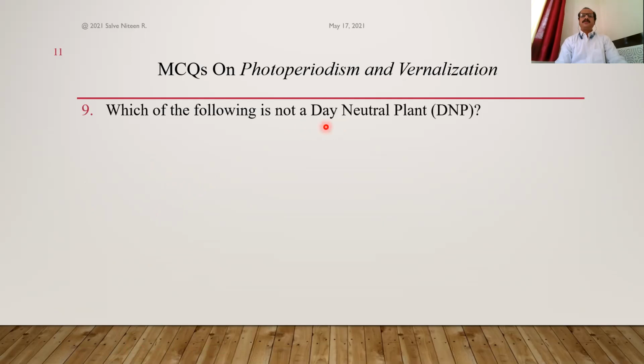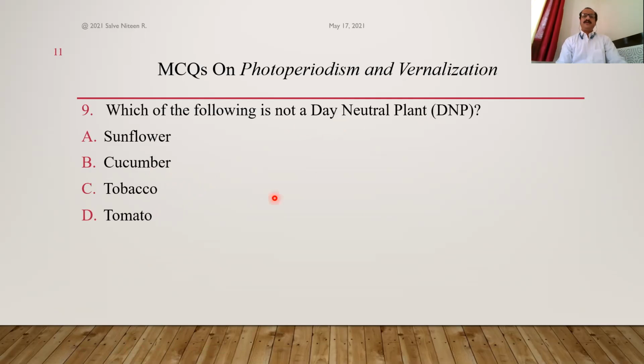Which of the following is not a day neutral plant? See the options. After seeing the options, you will be sure that tobacco is not a day neutral plant. It is a short day plant, because the Maryland variety of tobacco was worked out by Garner and Allard, and they told that this is a short day plant. Sunflower, cucumber, and tomato are examples of day neutral plants. So here the answer will be C. It is not a day neutral plant.